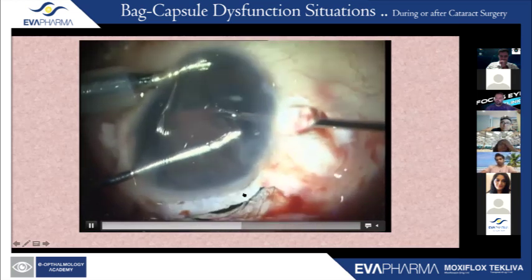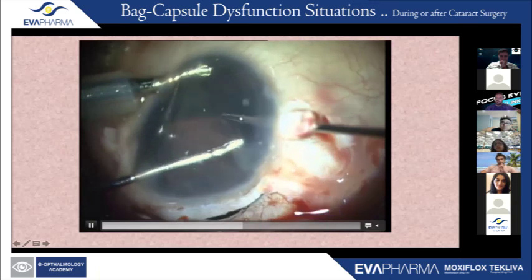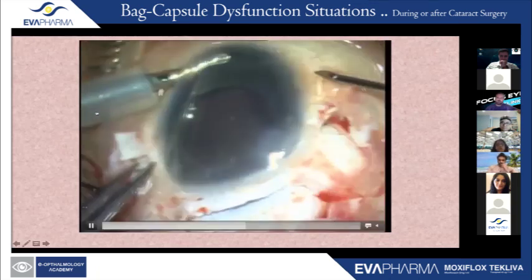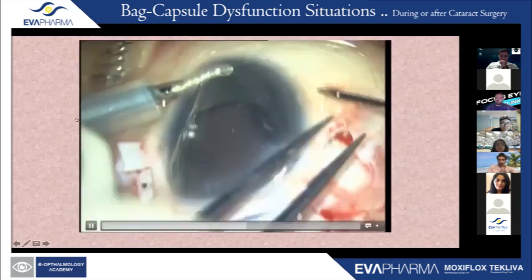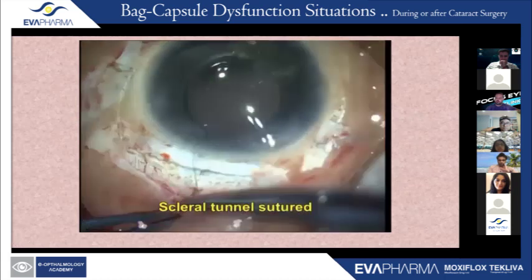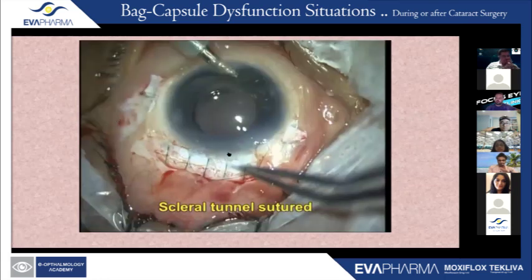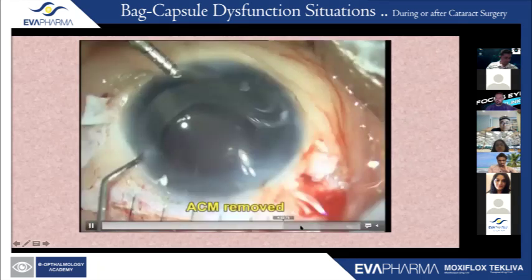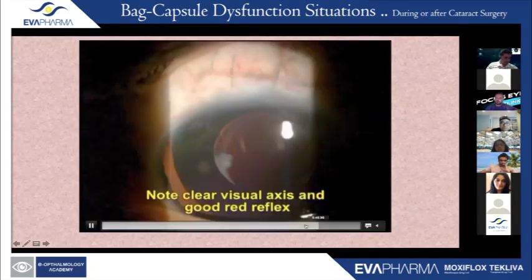Now these are PMMA haptics, so you do need to be more careful that they do not crack. You can see that the whole IOL is being rotated now. So that's when you rotate it and get it into place, and make sure that the haptics don't crack. Scleral tunnel is sutured. And let's just go to the tuck in the haptics. And basically the rest of the procedure is the same.